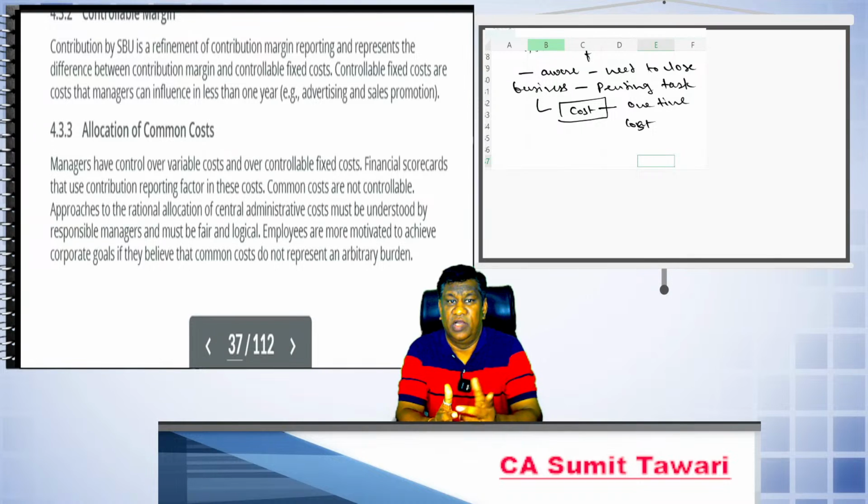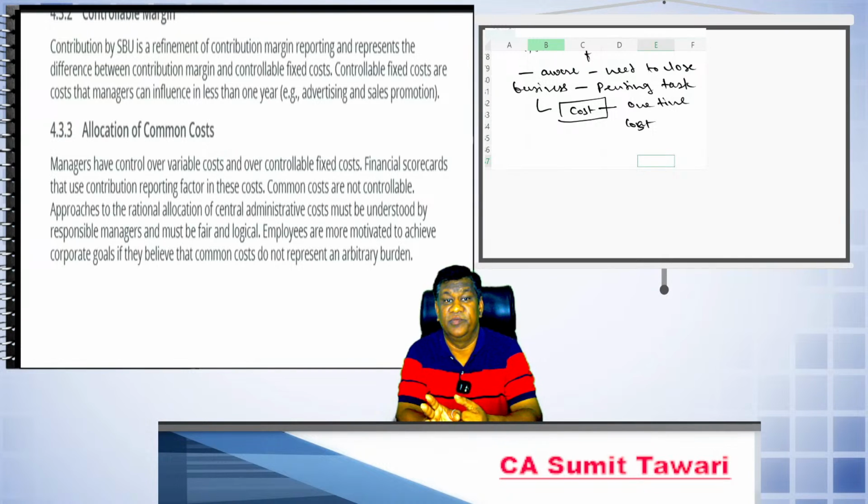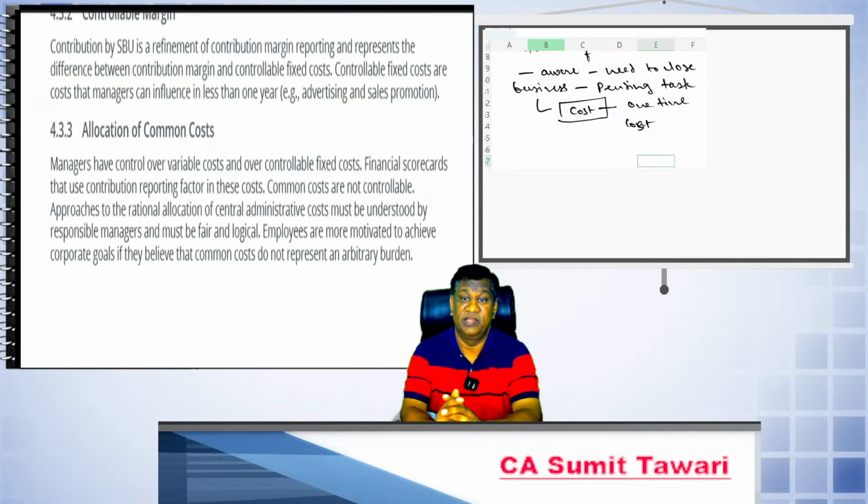Yes, sir. So, allocation of common costs. Managers have control over variable cost and over controllable fixed cost. Financial scorecards that use contribution reporting factor in this cost. Common costs are not controllable, and we need to remove them. Approaches to the rational allocation of central administrative costs must be understood by the responsible manager and must be fair and logical. Employees are more motivated to achieve the corporate goals if they believe that the common costs do not represent an arbitrary burden.